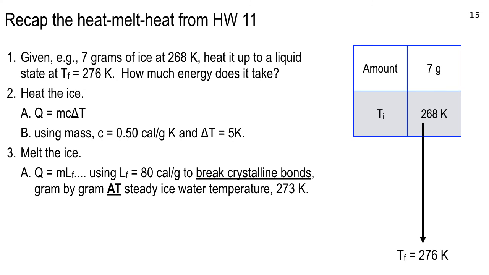You can extract 80 calories to freeze a gram of liquid water, so it would be negative 80 calories. You could do it the other way: if I gave you water at 290 room temperature and asked you to freeze it to 268, you'd have to extract heat, so all your Qs would be negative, your delta Ts would be negative, and you'd have to extract this much latent heat. Cool, freeze, cool. You could do that, but we're just going to be doing heat, melt, heat.